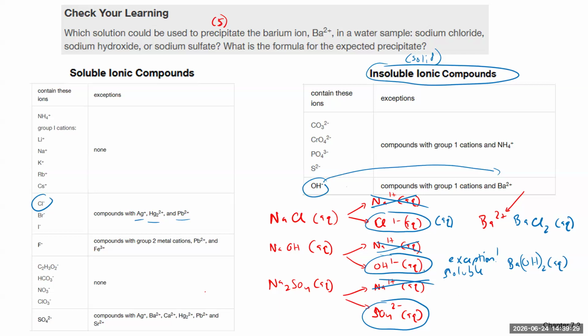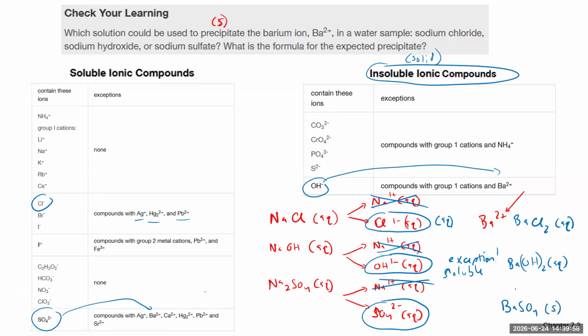Now let's check this last one. SO4 2 minus. Usually soluble, usually aqueous, except, look at this, barium. So because there's an exception for this one, it's BaSO4. It's going to be a solid. Right? So this is the one that forms the solid.